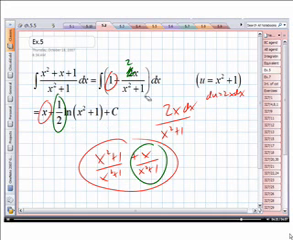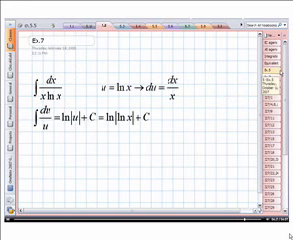Okay. Another example, example 7, is sort of a ln within a ln. We have the integral of dx over x ln x. If u is ln x, then du is dx over x. And so I rewrite this as du over u, which is ln of the absolute value of u plus c, which equals ln of ln x plus c. So it's a ln within a ln.